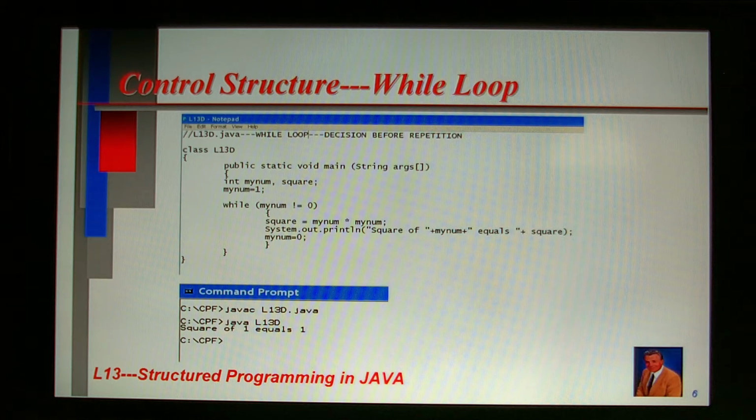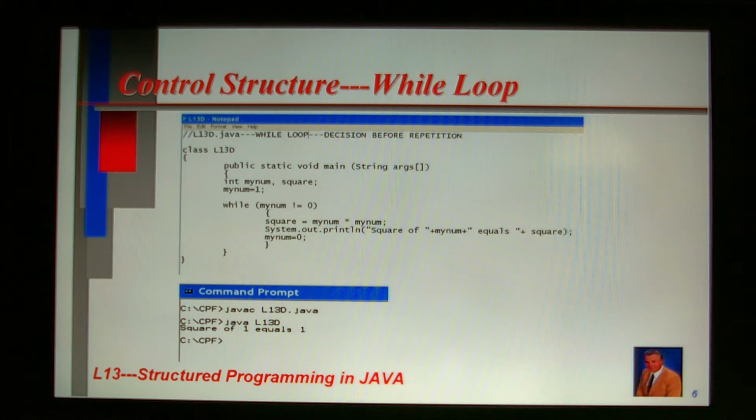Here the first repetitive computer program instruction, square equal minum, asterisk minum, semicolon, is a computer program assignment instruction that assigns the square of data variable minum to the data variable square. Next, the second computer program instruction here, System.out.println, left paren, double quote, square of, double quote, plus minum, plus double quote, equals, double quote, plus square, right paren, semicolon. This is your basic println method call that displays the result of data variable square to the console.